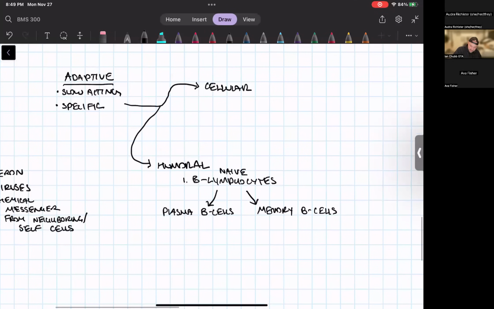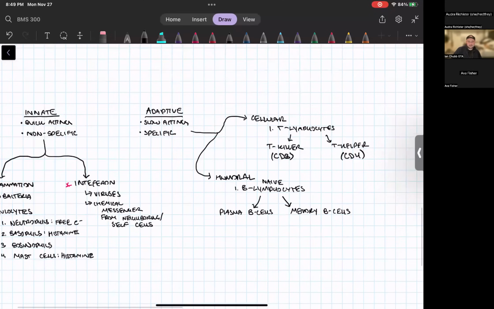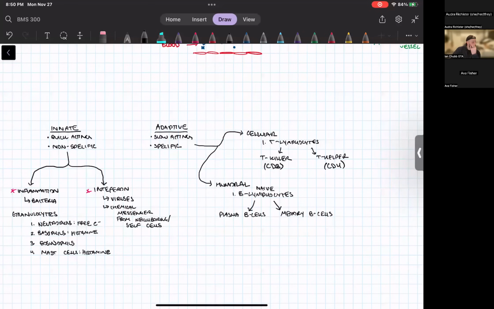Now our cellular branch is all of our T lymphocytes. And these will become either our T killer, which we can also call our CD8 cells, and then we'll have our T helper, which would be our CD4 cells. So there's our two branches there. Questions on that?